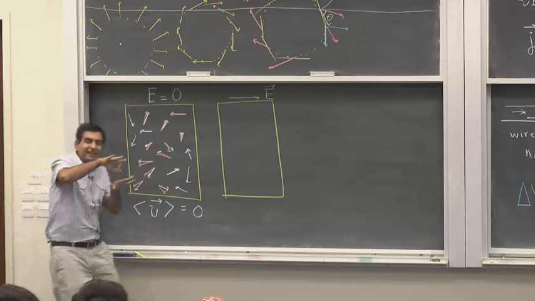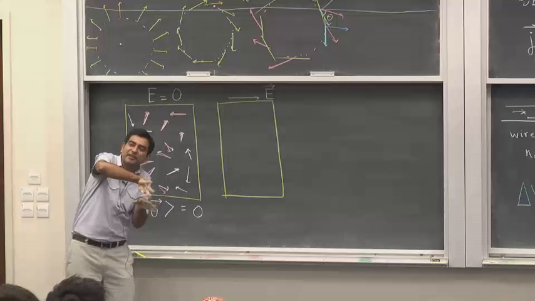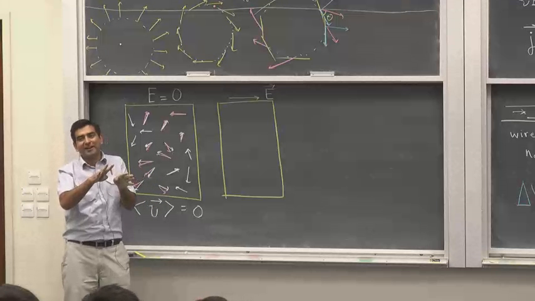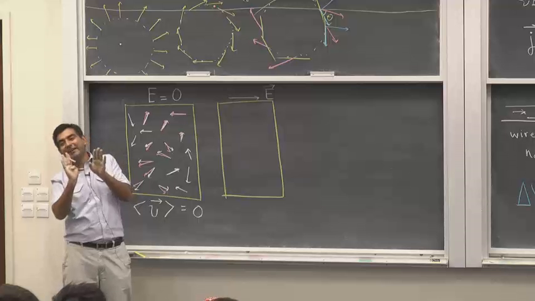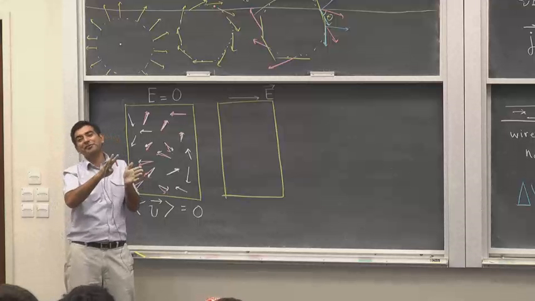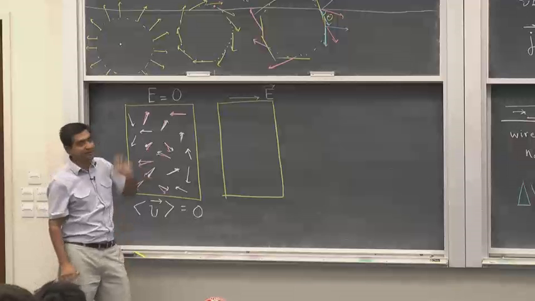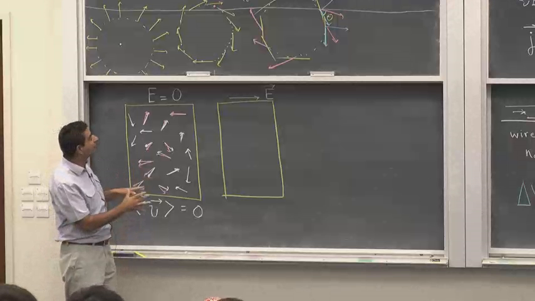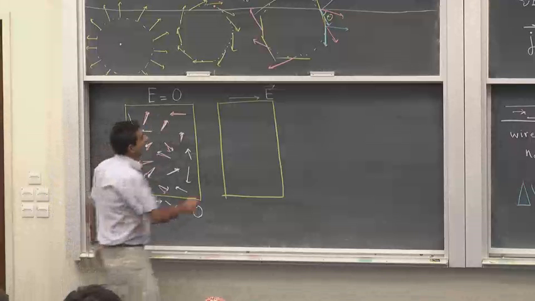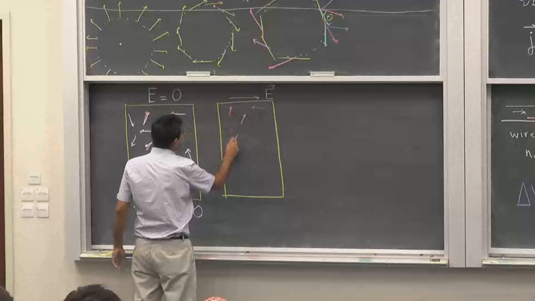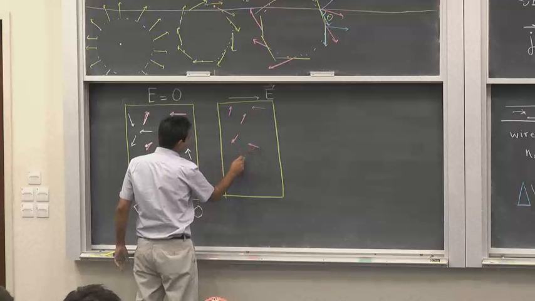Each one of these velocity vectors is going to nudge, slightly tilt towards the left, because an acceleration has been added in the left direction that changes its velocity in the left direction because of the electric field. So still, if you look at these vectors, they look like they are all generally pointing in random directions.